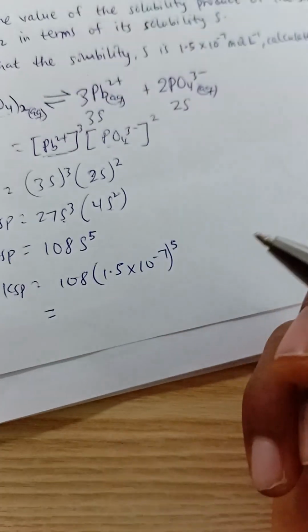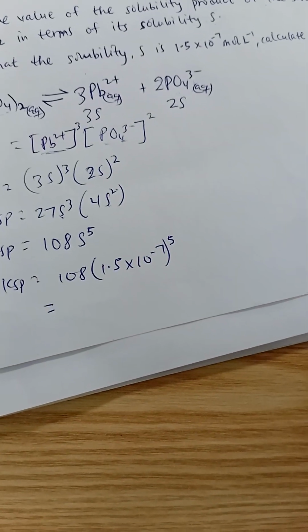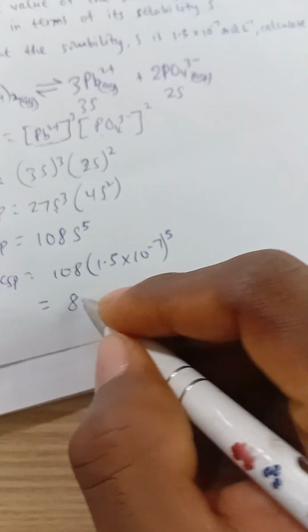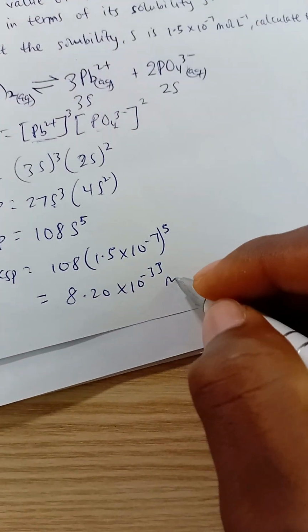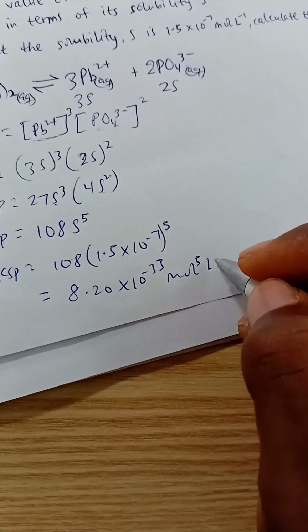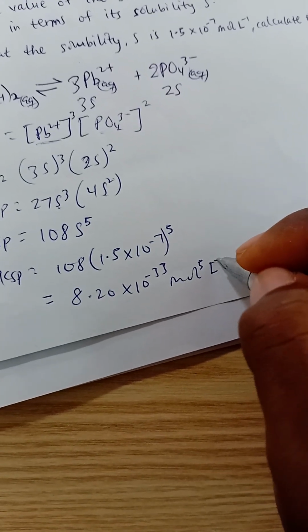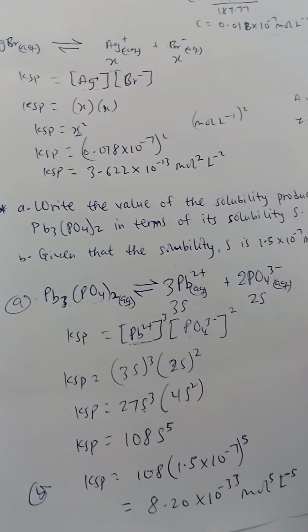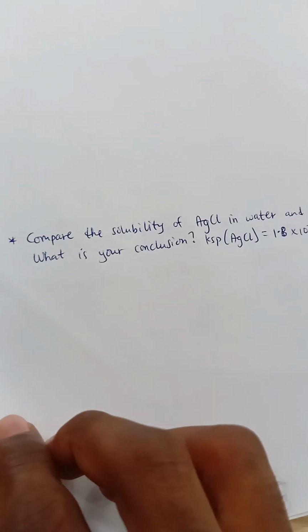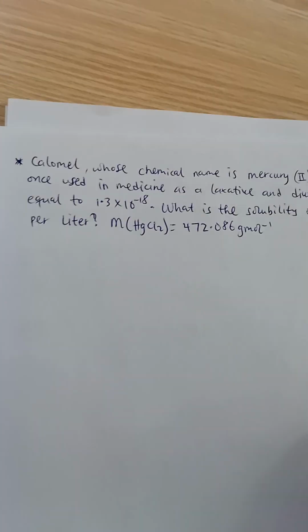Then finally, what do we get? We get 8.20 by 10 to the power minus 33 mol^5 L^-5. So we've calculated the Ksp. Next question.